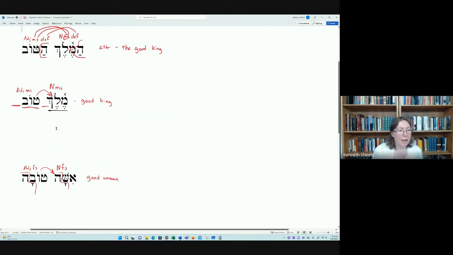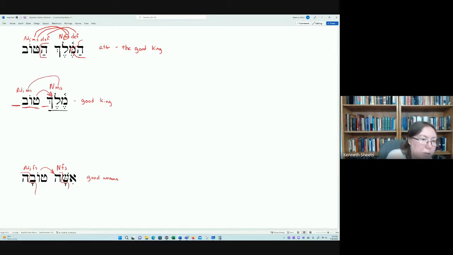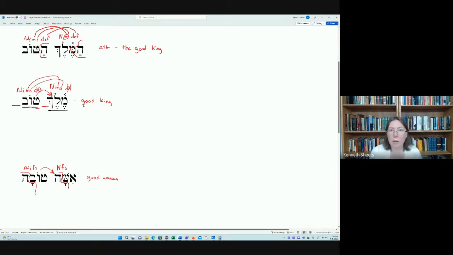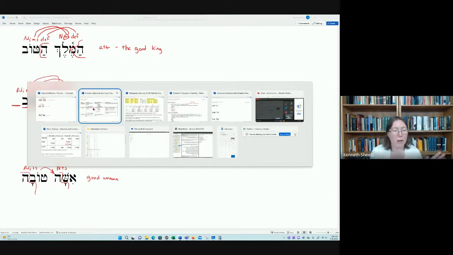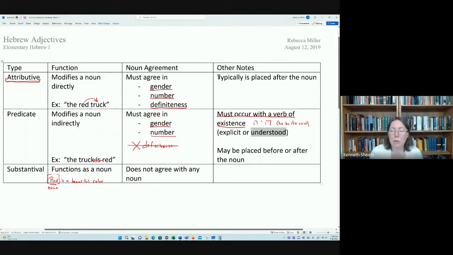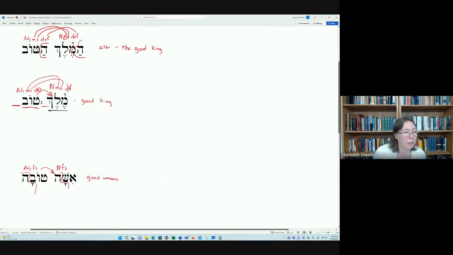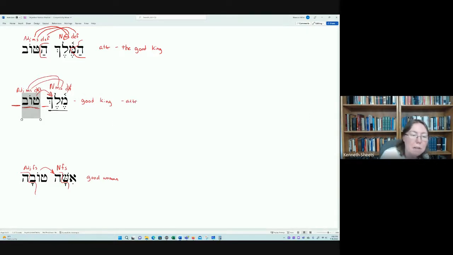Then here I have melech tov. Notice as well, there is agreement in terms of gender, there is agreement in terms of number, but neither of these are definite. Now the question is then, is this going to be attributive or is this going to be predicate? Because it's rather hard to tell when both are indefinite, at least if there is not a context. But notice what we have here. The attributive adjective is typically placed after the noun. And so notice here as well, tov, our adjective, comes after the noun. Thus, this as well is going to be attributive. And so we would say, a good king.